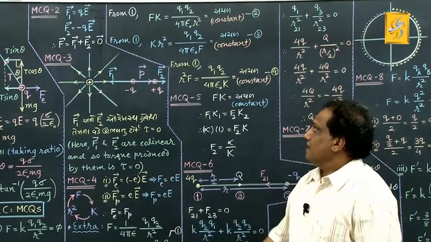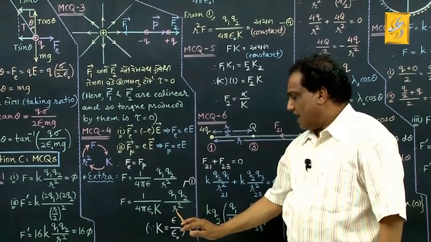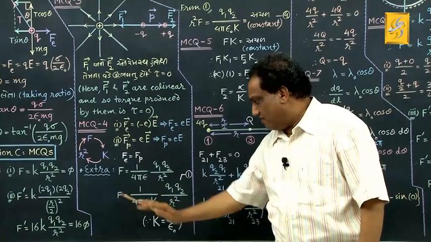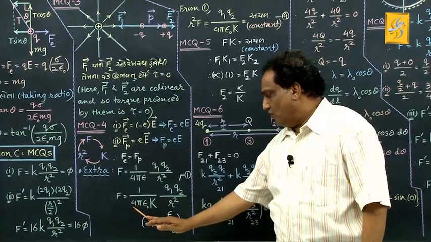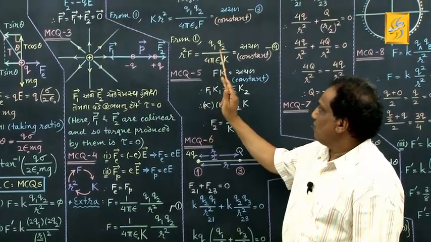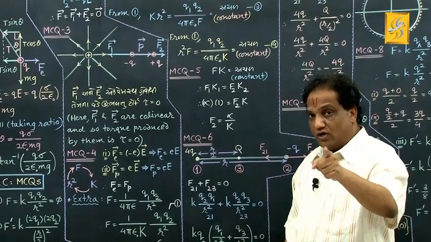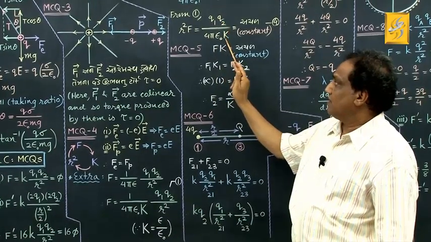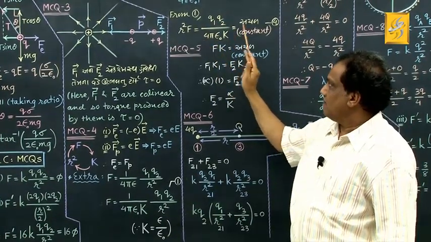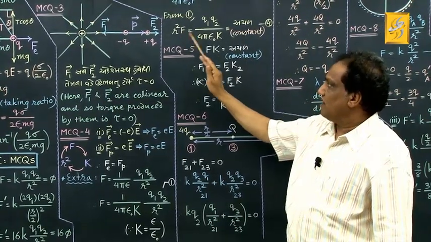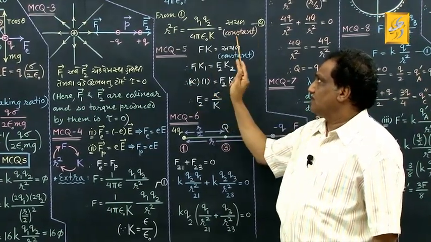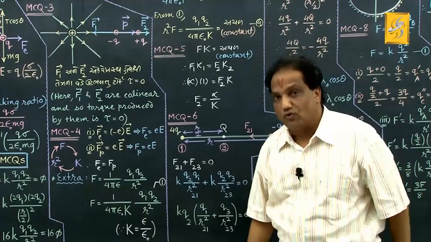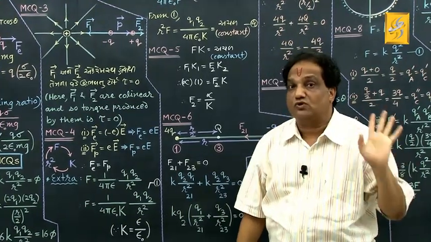Correct? Fine. Then finally, you just find out R square into F from this equation. R square into F will be equal to Q1 Q2 upon 4 pi epsilon 0 K. When you are talking about two given charges placed in a given medium, at that time Q1, Q2 and capital K are constants. So this whole right hand side will be constant. In short, R square into F will be constant. And when R square into F is constant, mathematically R1 square F1 will be equal to R2 square F2.